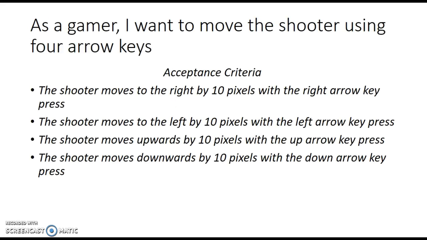As a gamer, I want to move this shooter using the 4 arrow keys. This shooter moves to the right by 10 pixels with the right arrow key. This shooter moves to the left by 10 pixels with the left arrow key. The shooter moves upward by 10 pixels with the up arrow key, and the shooter moves downward by 10 pixels with the down arrow key.